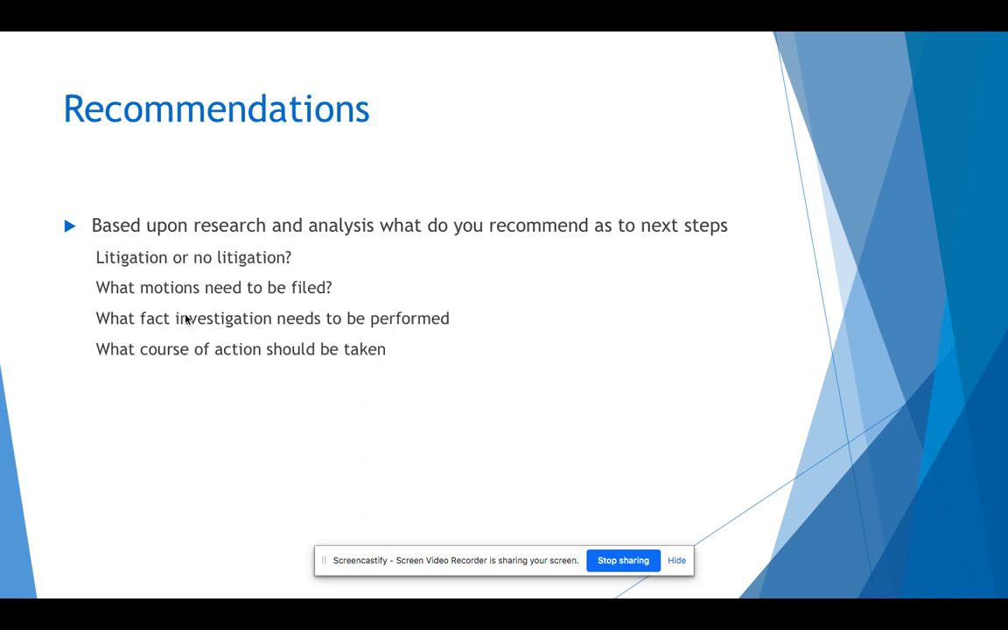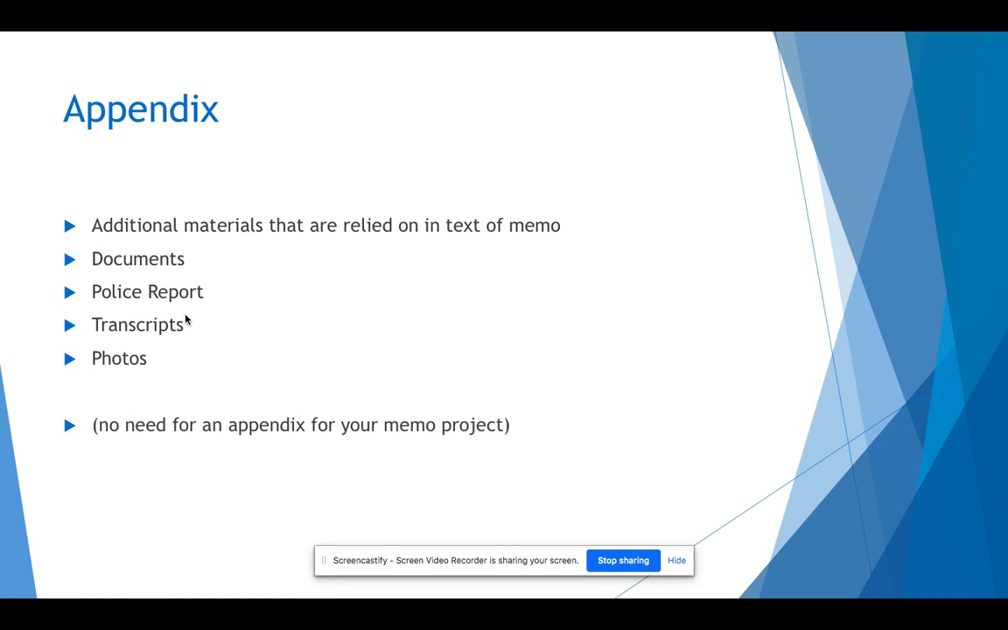Then you have recommendations. So you have your legal conclusions. What should we do next? Should we file suit? Should we file a motion? Should we dump this person as a client? Do we need to perform any additional factual investigation? What do we need to do? What is our course of action?